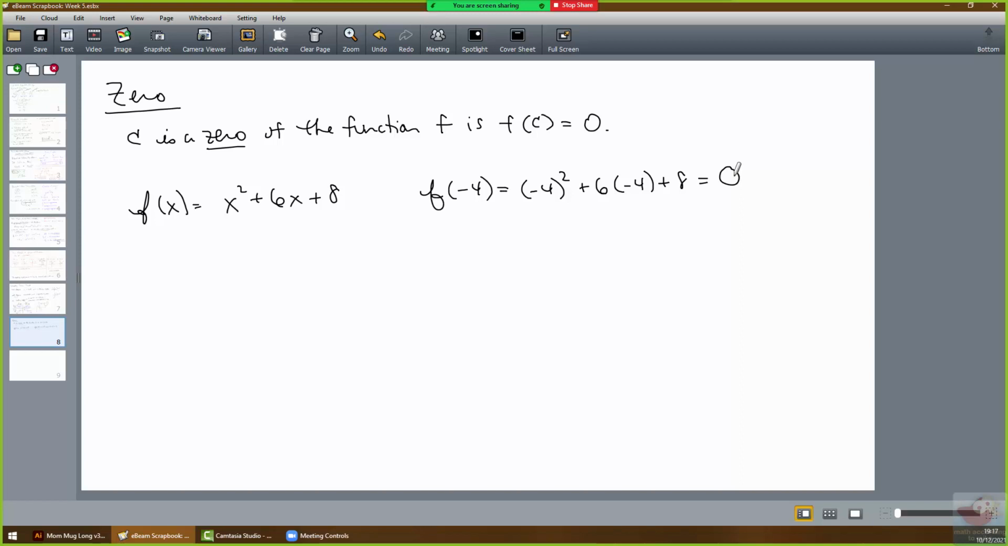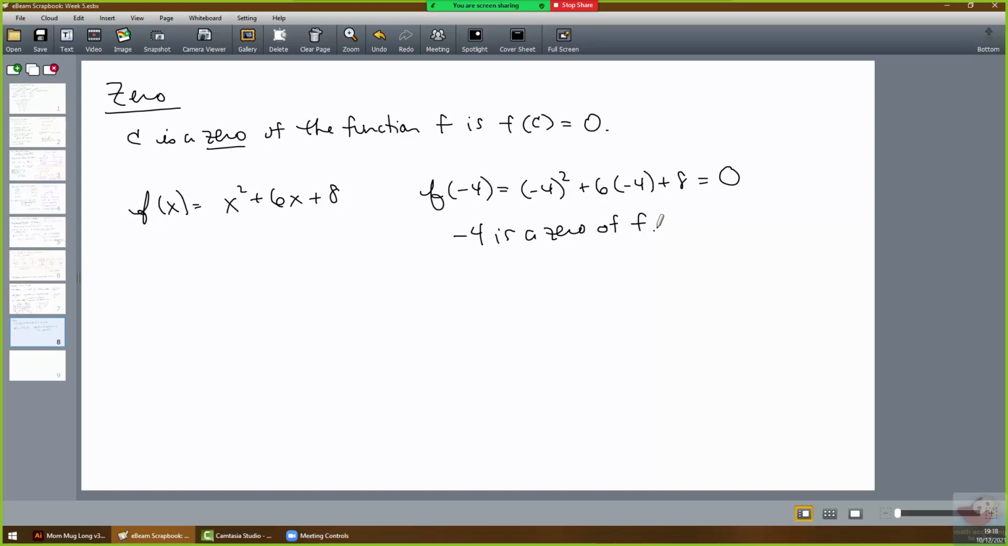All right, so we just found the number that makes the function equal to 0. So we would say -4 is a 0 of f. Hooray. And if we stuck in another number like 5, we wouldn't get 0. So you would say 5 is not a 0.